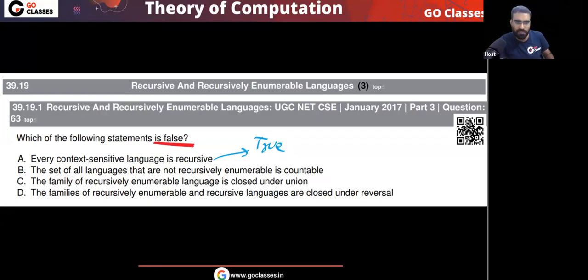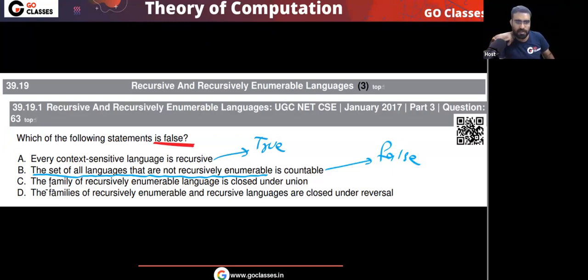Set of all languages that are not RE. That is uncountable, right? This is false because that will be uncountable. So this statement is false.